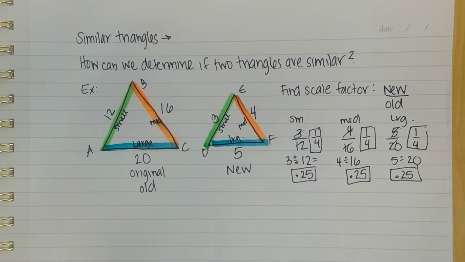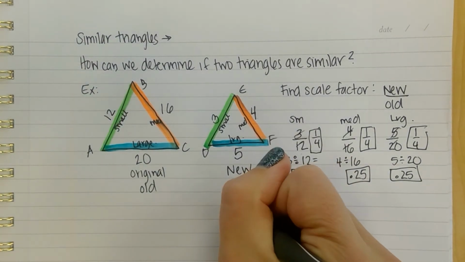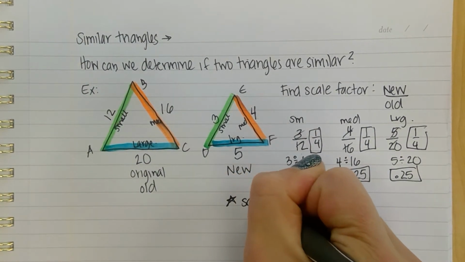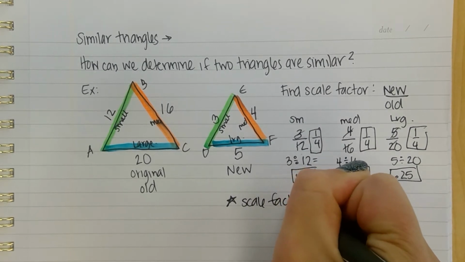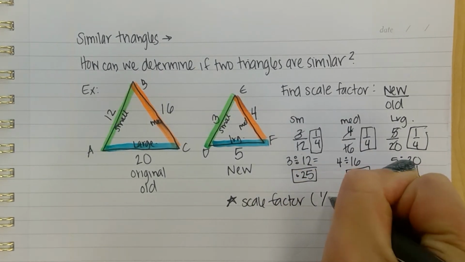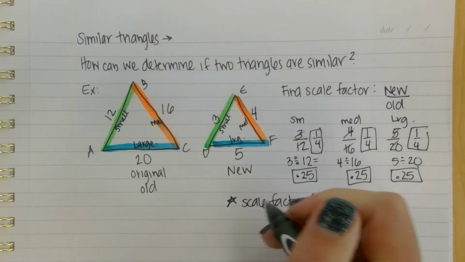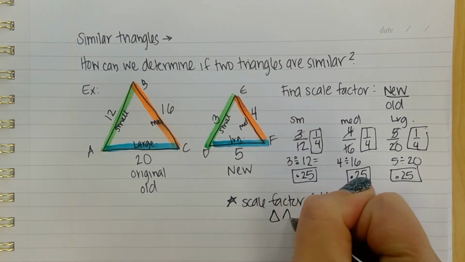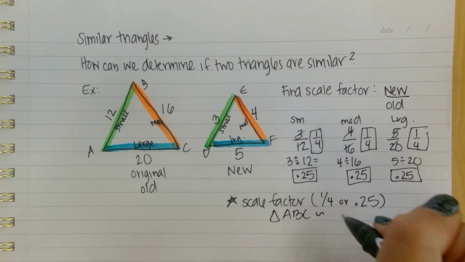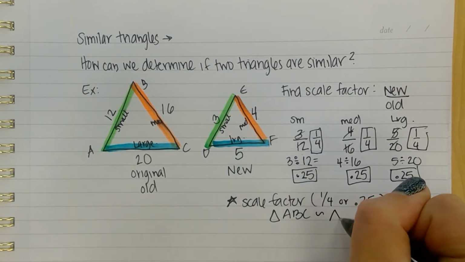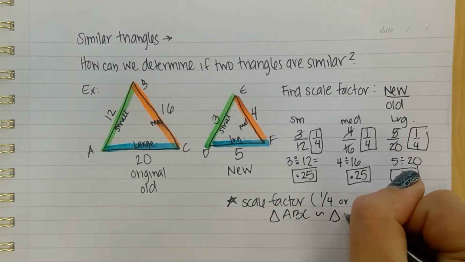So since all 3 sides have the same scale factor, we have a scale factor. I don't care if you write it as 1/4 or 0.25. We can conclude triangle ABC is similar to triangle DEF.